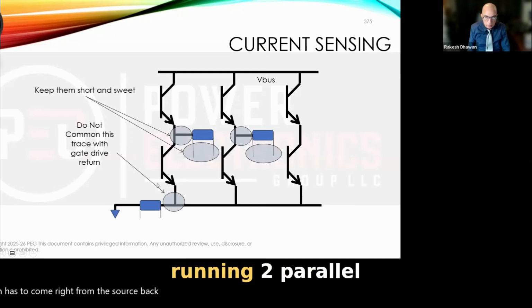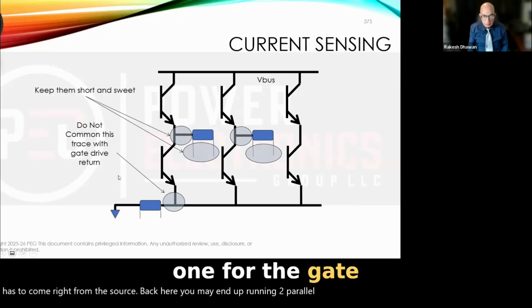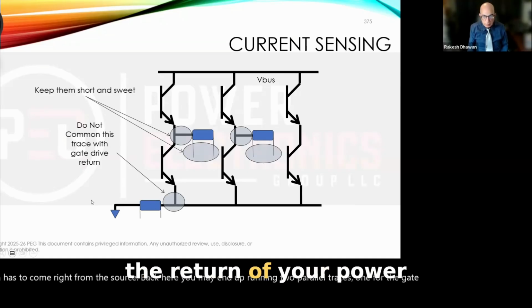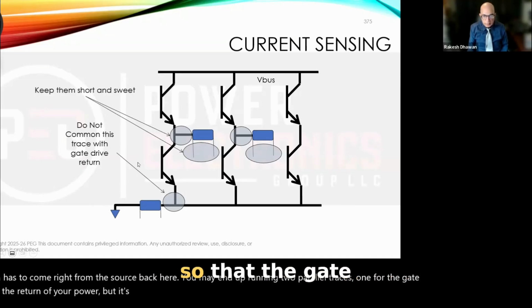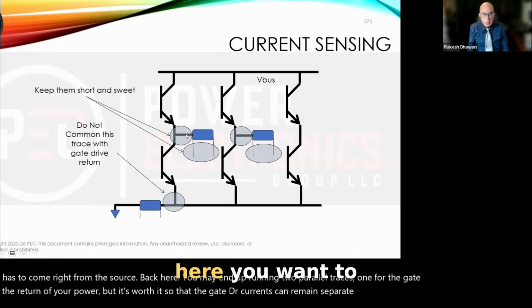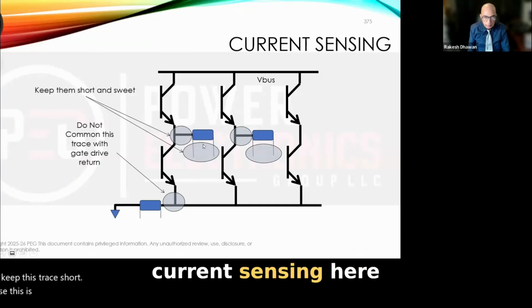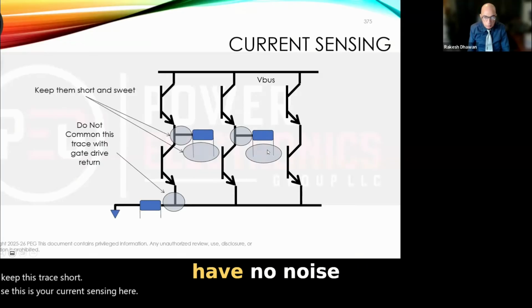You may end up running two parallel traces, one for the gate drive and one for the return of your power. But it's worth it so that the gate drive currents can remain separate. Similarly here, you want to keep this trace short and sweet because this is your current sensing here, and you want to have no noise.